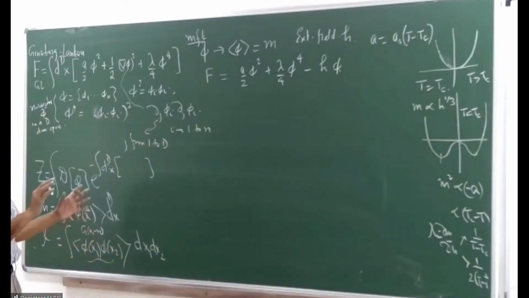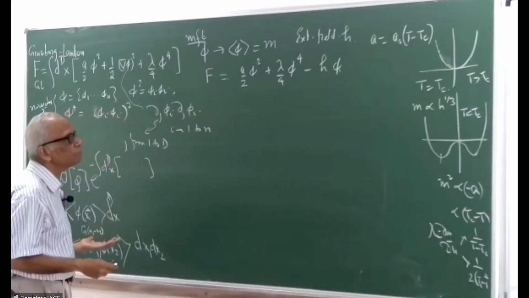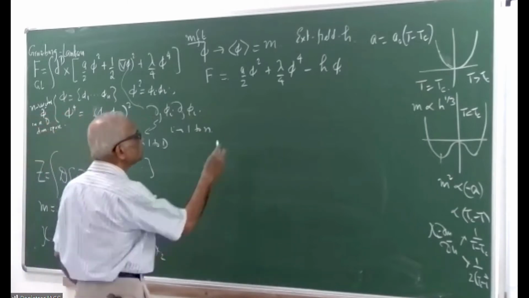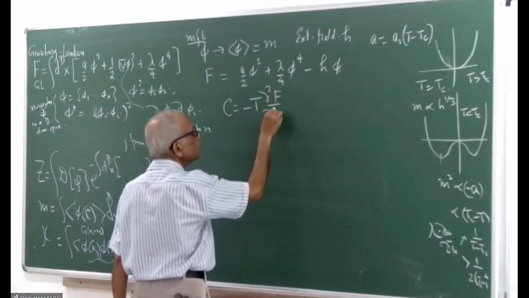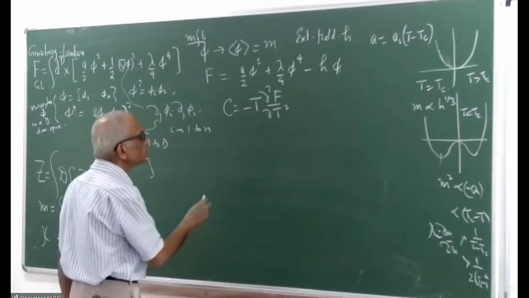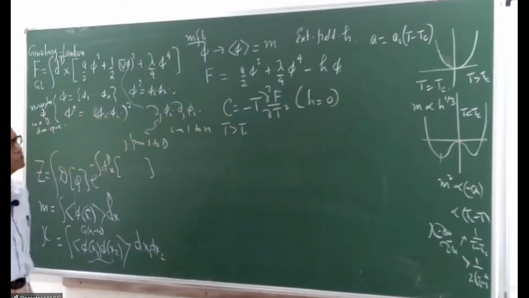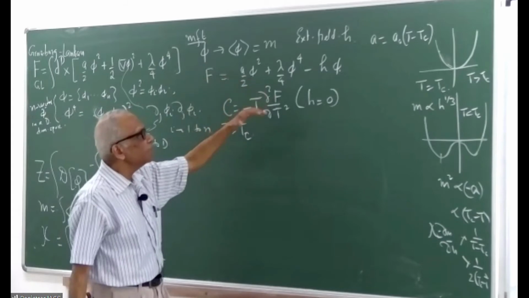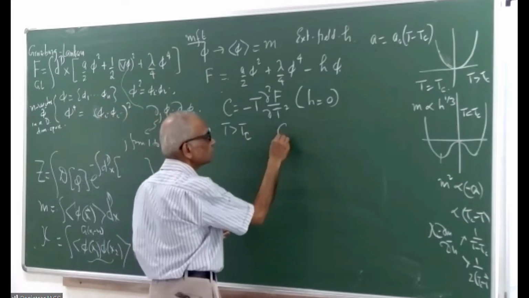Finally, the thing which I did not have time for the other day: what is the specific heat in this model? If you want to get the specific heat, what you need to use is C equal to minus T del squared F del T squared. So for T greater than Tc, specific heat at constant field, which is 0, in mean field m is equal to 0, and the specific heat is 0.